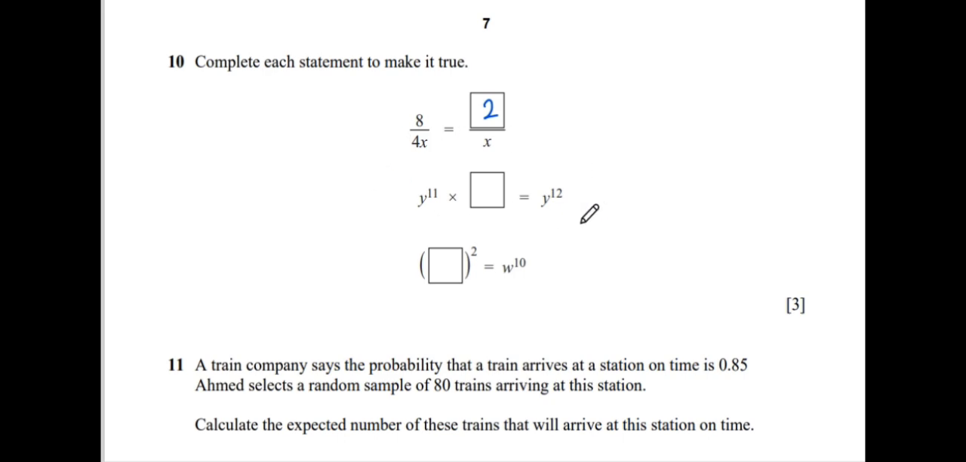This is an indices problem. Okay, so what do you need to do? We know that in indices, when you have a^n times a^n, it gives you a^(n+n). So this will give us 11 plus 1. That means this is y^12, or you just write your y.